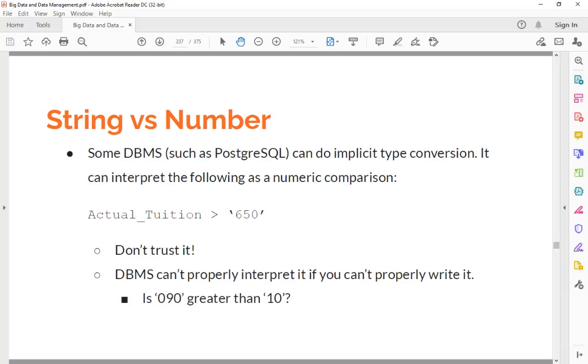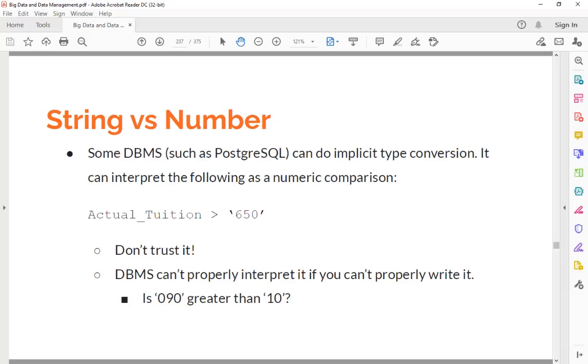So my advice is don't do this. Don't do this implicit conversion. Don't ask a DBMS to perform outside any conventional wisdom. DBMS can take a guess, but your job is to stop it from guessing. You should properly tell DBMS what you are supposed to do. And I'm giving you an example here.